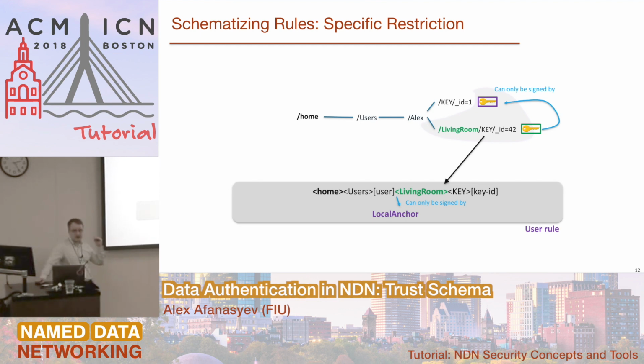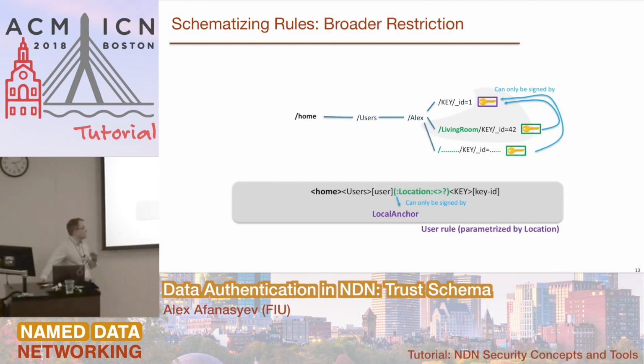So I'm saying that this key has a home prefix, home, then users, then some kind of username, then the living room as an entity, and a key and key ID component. This exact format of the name has to be signed by the local trust anchor. This works perfectly, but it's not general enough. So you can actually define it in a slightly different way.